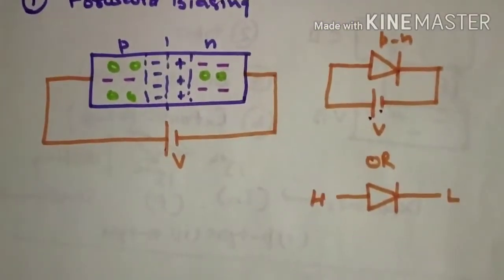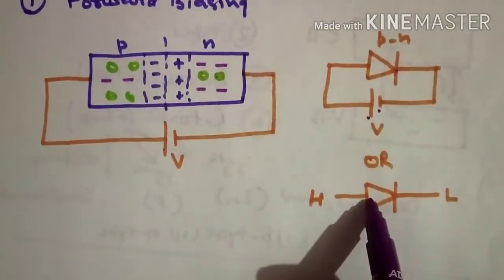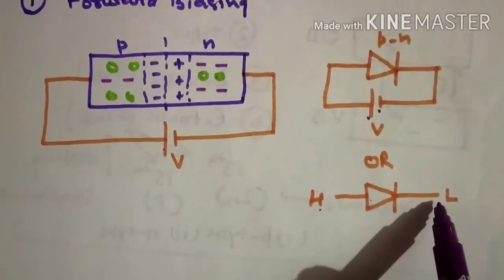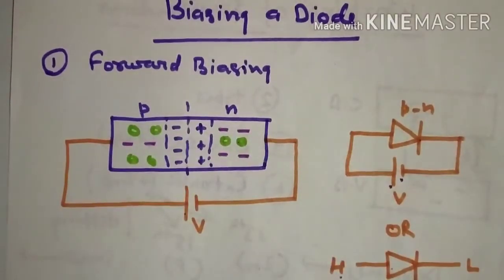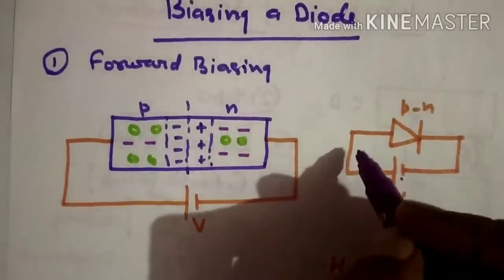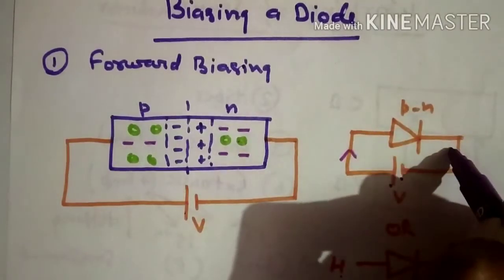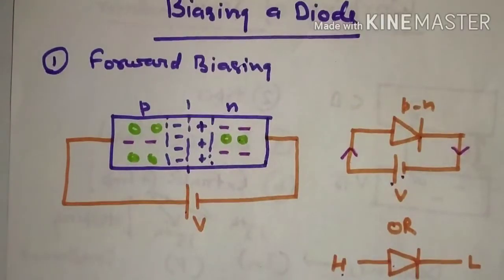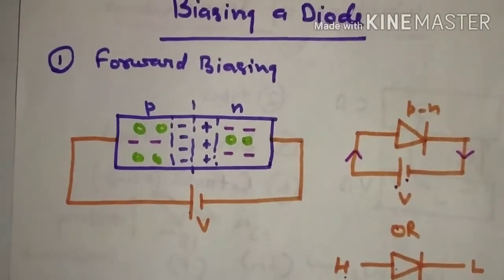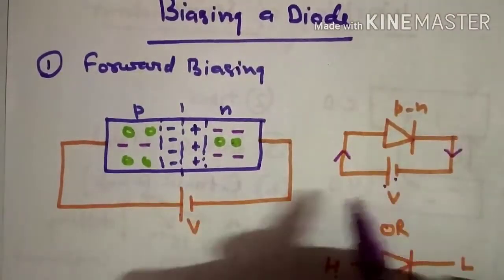Or we can say, when the P region of the diode is at a high potential and N region of the diode is at the low potential, then the diode is said to be in forward biasing. What is particular about the forward biasing? In the forward biasing only, the current passes through the diode. How does this current pass? Now let's try to understand how the current passes through the diode in forward biasing.